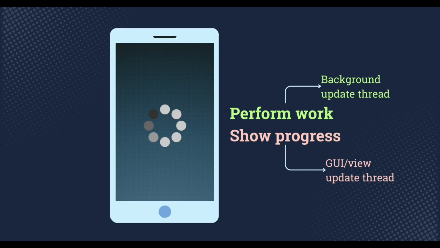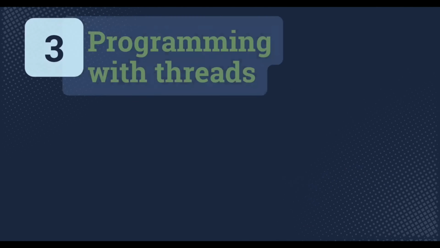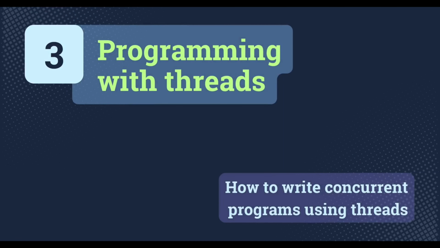Remember the color coding used here, as it will help you understand how different pieces of code fit together. I use green for code that performs background work and pink for code that updates the user interface, here the progress spinner. So finally, let's look at some code together.